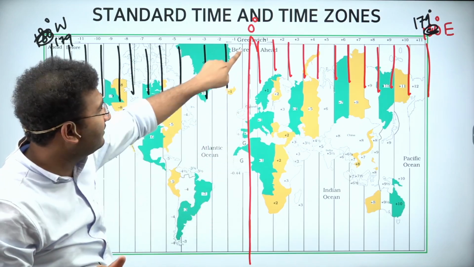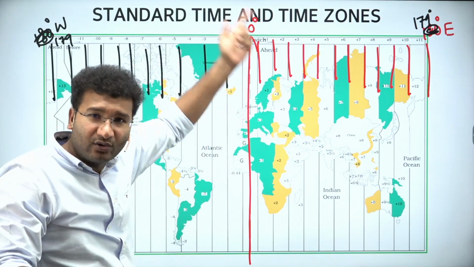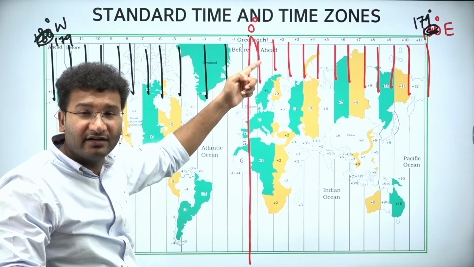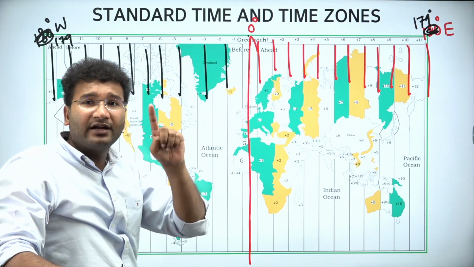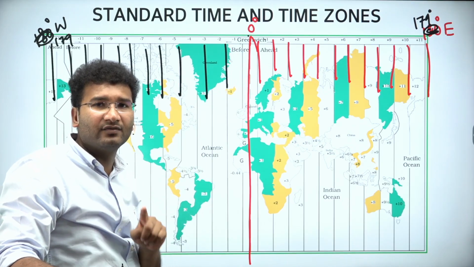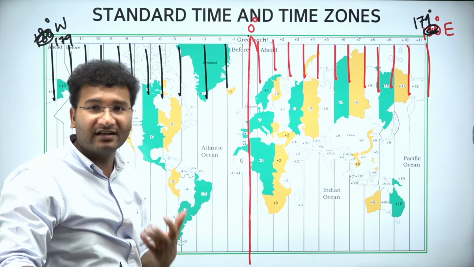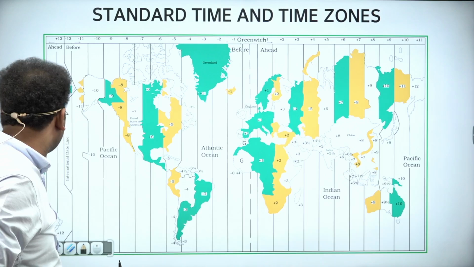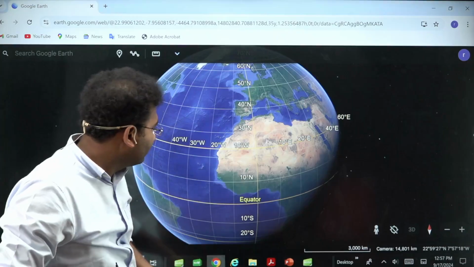So exactly 0 degrees, what is the opposite side? It is 180 degrees. On the opposite side of the 0 degrees you will have 180 degrees, and we said that 180 degrees longitude is the one which is going to be our international date line. Okay? So let me show it to you on a 3-dimensional scale.